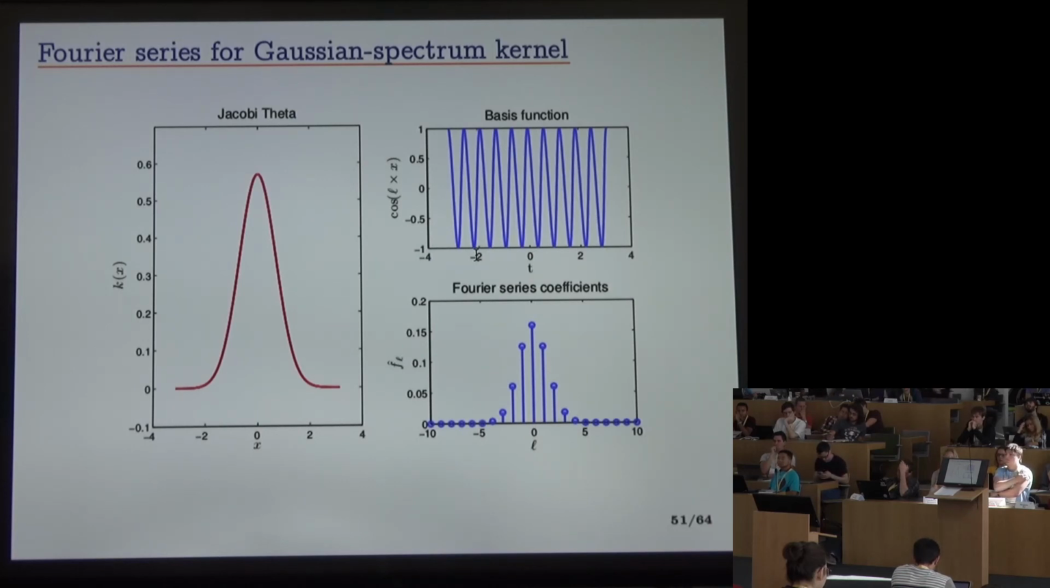So now I've got a Fourier expression for any function that I care about. I've got a Fourier expression for my kernel. Now I want to construct a reproducing kernel Hilbert space. So let's do that.